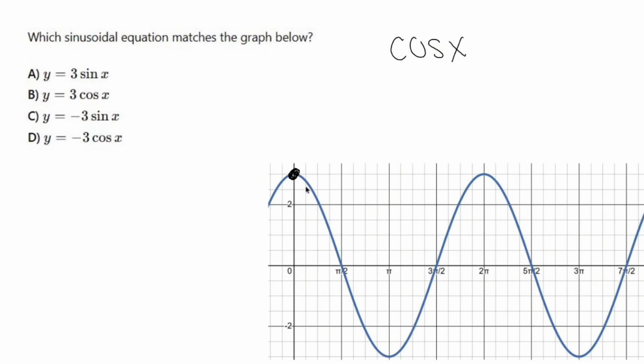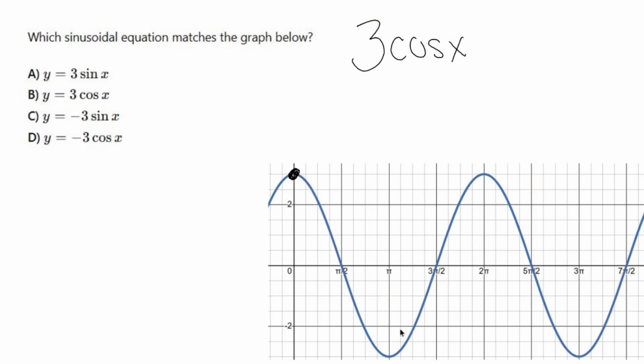Sine starts at 0, 0. Cosine starts above it. Not only does it start above it, it starts 3 units above it, which means as long as nothing shifts up or shifts left or right or shifts down, I have just a regular old 3 cosine x. I'm not worried about a change in a period. I'm not worried about any moving left or up or down or anything like that. I'm just worried about it starts up here.